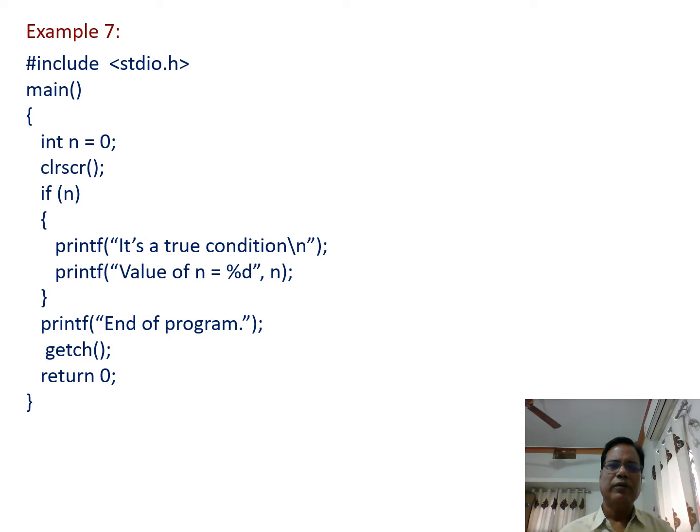In example 7, we are declaring a variable and initializing its value as 0. And when this variable is written in the place of condition of the if statement, so if n equal to 0 means condition is false, then these two statements are skipped out, that are not going to be executed, and only at the output, due to the printf end of the program statement, we get the output end of the program only. So when program is executed, output would be like this one.